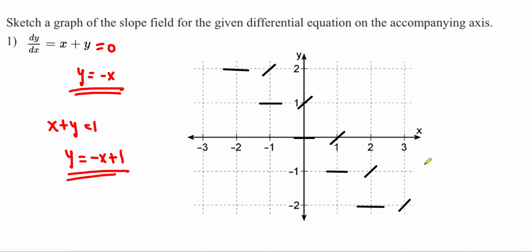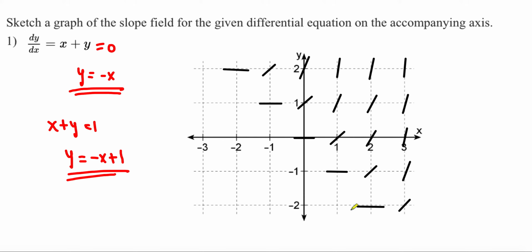Likewise, when is x plus y equal to 2? That's when y equals negative x plus 2. So there I'm going to have a slope that's a little bit steeper. And when x plus y is equal to 3, it's even steeper. And then at x and y both equal to 2, slope is equal to 4, even steeper. And when x is 3 and y is 2, slope is equal to 6, so it's going to be very steep.